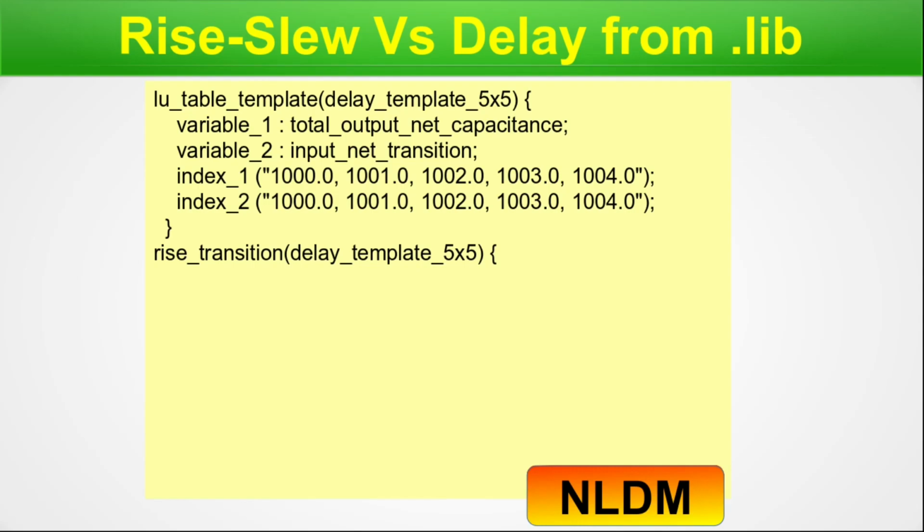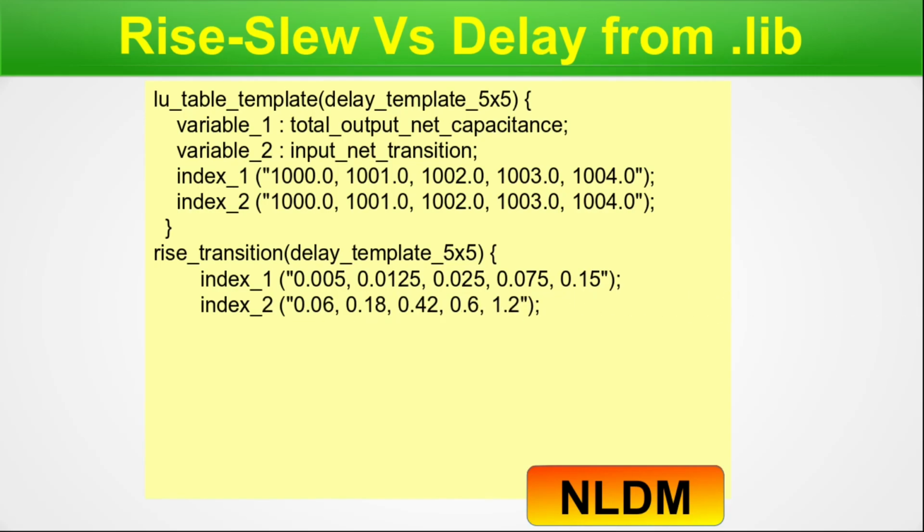Rise transition, this will definitely be inside a cell. Then delay template 5 by 5, so we have a 5 by 5 table here. Index 1, you can see has again 5 values, but they are different from the initial values. These are the actual values of the cell, so this overrides the initial template values. Index 2, which is the column index, while index 1 is the row index, again has 5 values different from the template values. So this overrides the template values that were defined earlier.